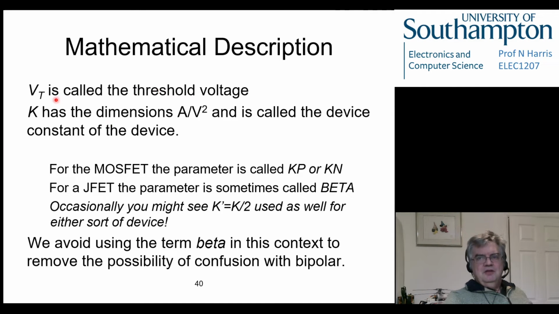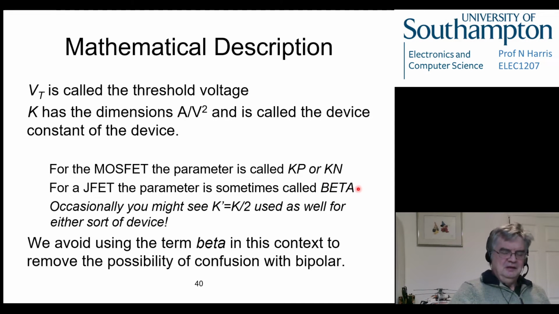Right. Vt is called threshold voltage, we know that. K has dimensions A over V squared, amps per square volts, and is called, imaginatively, the device constant of the device. Depending on which area you happen to be working in, if you're in semiconductor physics, you might call that different values. For a MOSFET, people can either call it Kp or Kn, depending on the flavour of MOSFET you've got. For a JFET, the parameter is sometimes called beta. And again, it's not the same beta as we had for the bipolar transistor. It's just different people working in different areas at the same time and not really talking to each other.